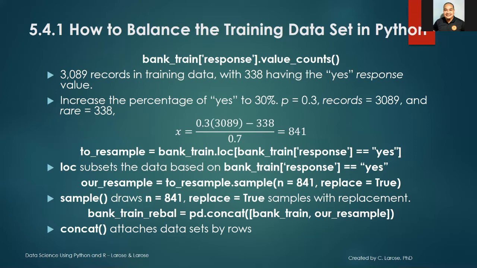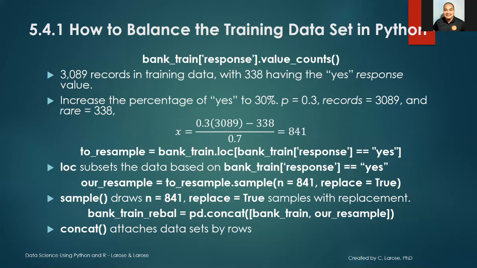3,089 records in the training dataset, with 338 having the yes response value. Thus, about 12% of the training dataset has a yes response value. Say we want to increase the percentage of yes responses to 30%.